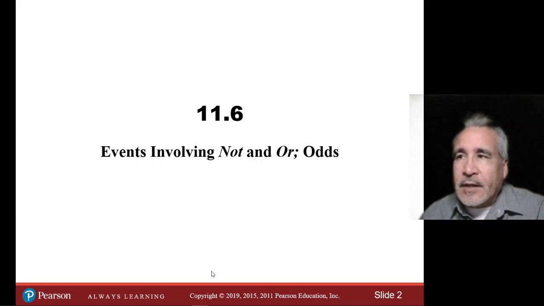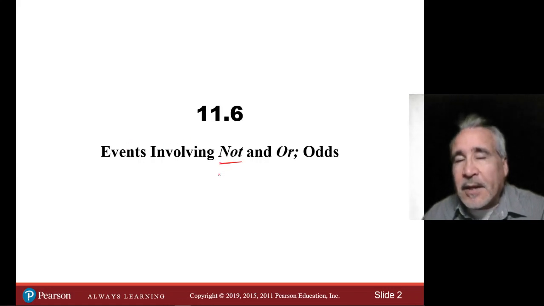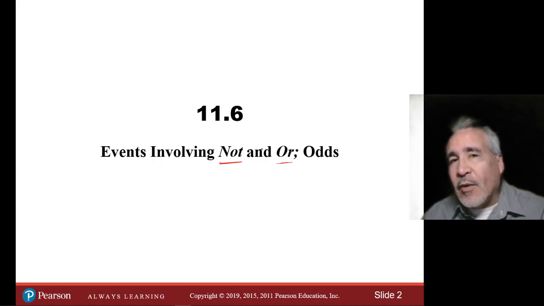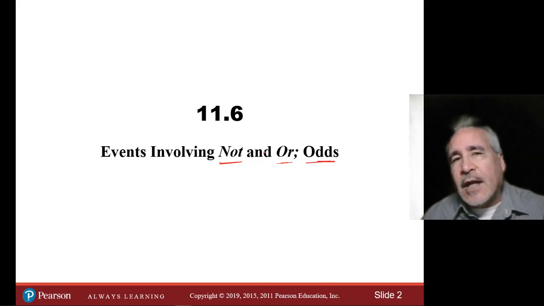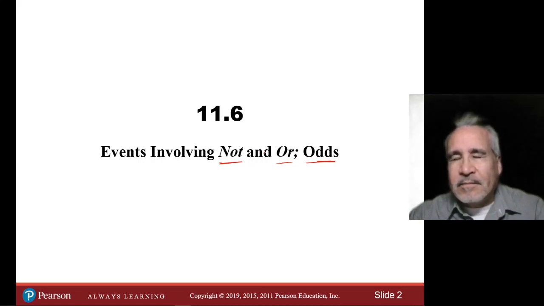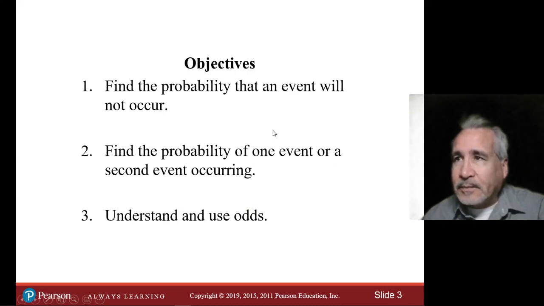So 11.6, we're going to be dealing with probabilities of something not happening, something or happening, this or that. You're going to see kind of increases. We get both of them, addition. And then something called odds. Typically people will think of probability and odds almost in the same breath, but we're going to see there's an important difference between the two. So let's go ahead and get started.